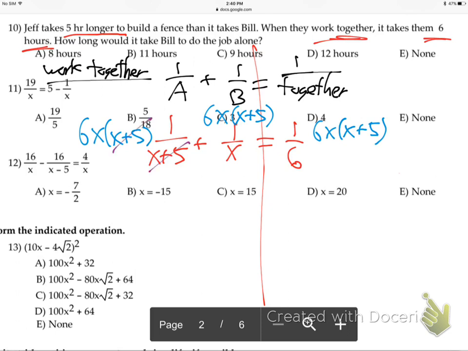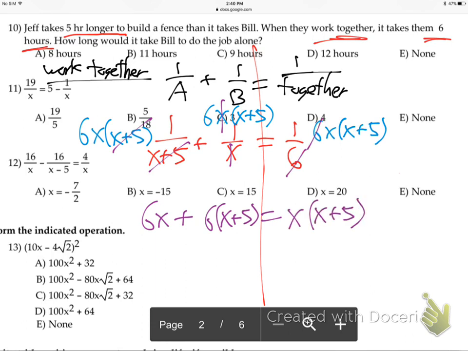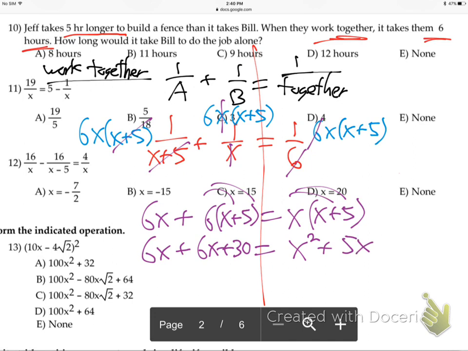Cancel the x plus 5. What do you have left here? 6x. Cancel the x's here. 6 and x plus 5. Cancel the 6's here. X. This is going to be a long problem, isn't it? Didn't realize that. 6x plus distribute. 6x plus 30. Multiply this: x squared plus 5x.